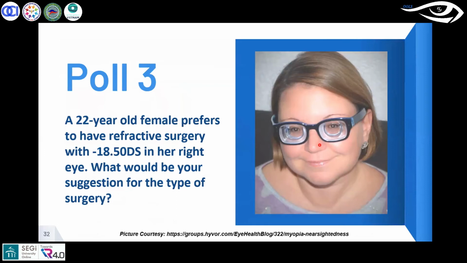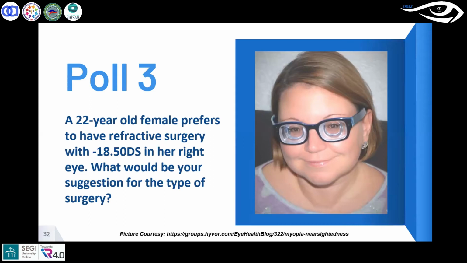So now we have come to the third poll. This is a case actually. You have a 22-year-old female who prefers to have refractive surgery done with a power of 18.5 diopters in the right eye. So, what would be your suggestion for the type of surgery that she should go ahead with?